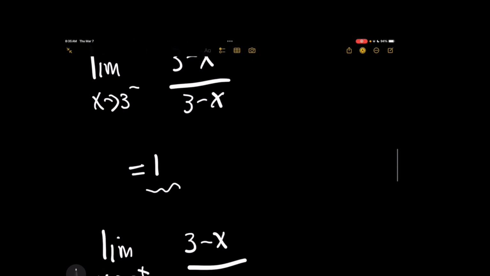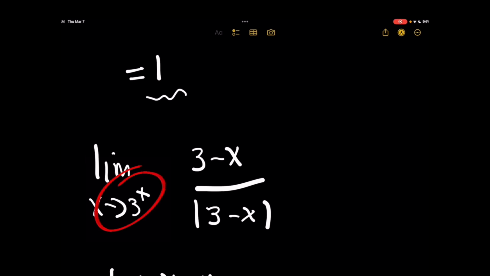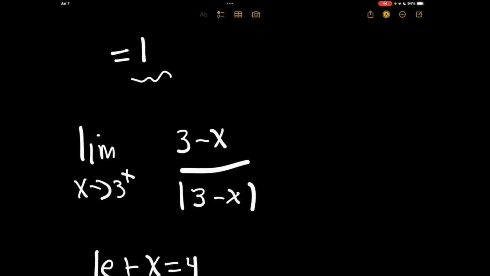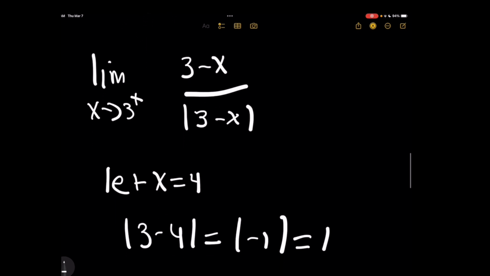So what I'm going to do is rewrite the original problem as x approaching 3 plus to indicate that we're going from the right. And now instead of choosing values just to the left of 3, we're going to choose values just to the right. So for example, here for simplicity, if we're approaching 3, I'll just go one value above that, which will be 4. When you plug in 4, you'll notice that the absolute value of 3 minus 4 is the absolute value of -1, which of course, when you take the absolute value, gives you +1.